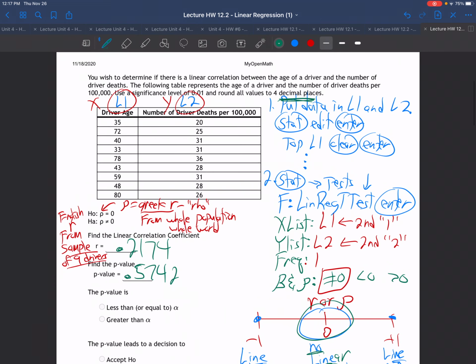How does that compare to the alpha level? Here's our alpha significance level, 0.01. That's alpha, 0.01. Well, we're certainly way greater than that. Our p-value is way greater.